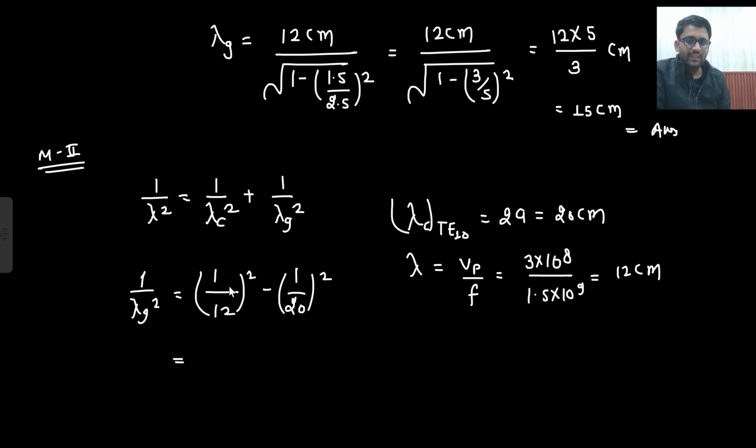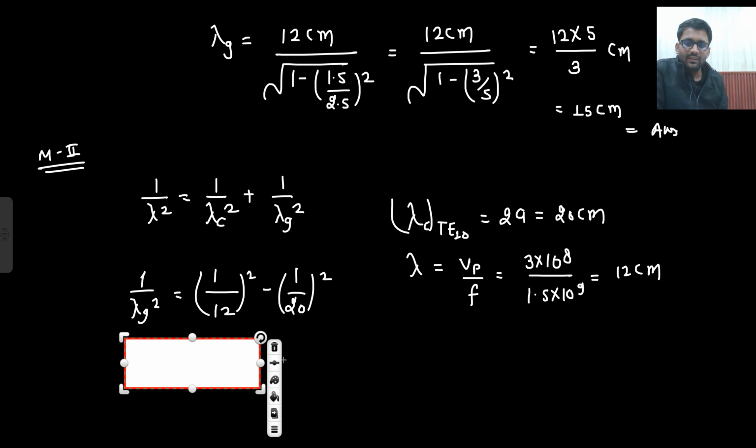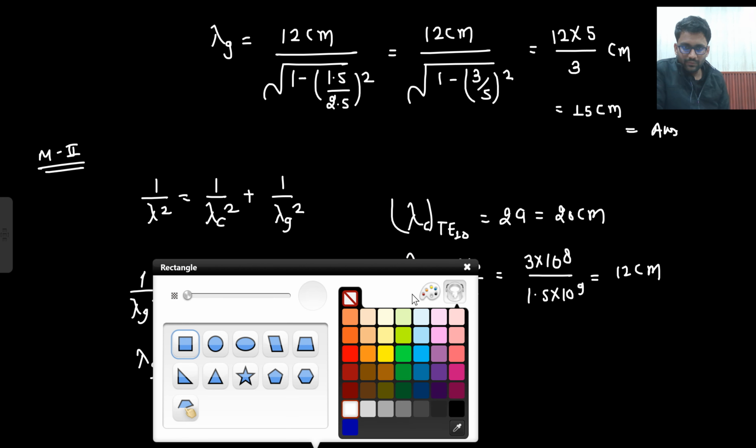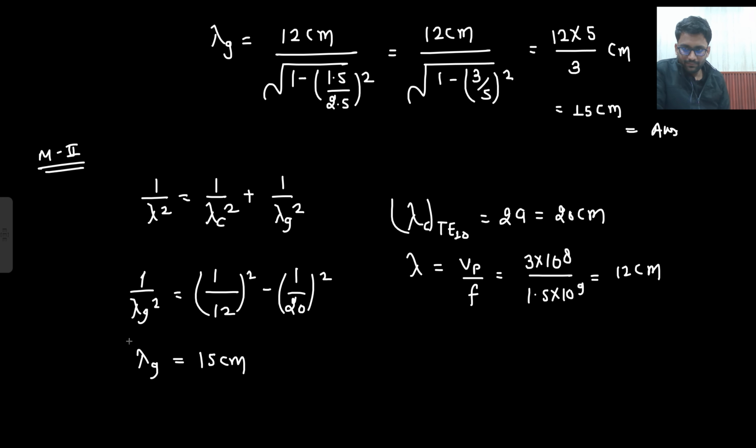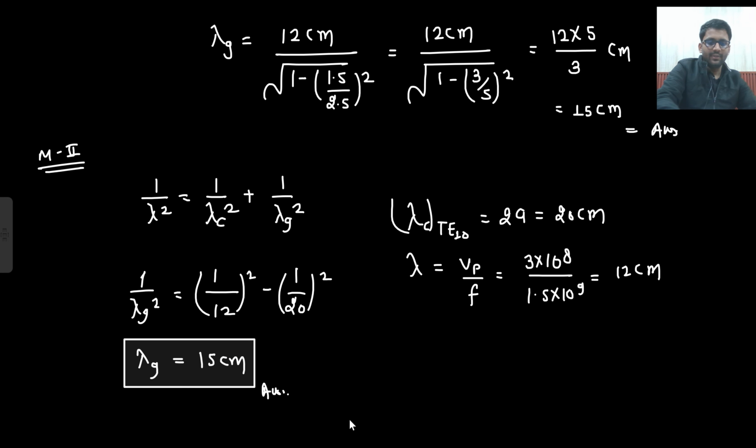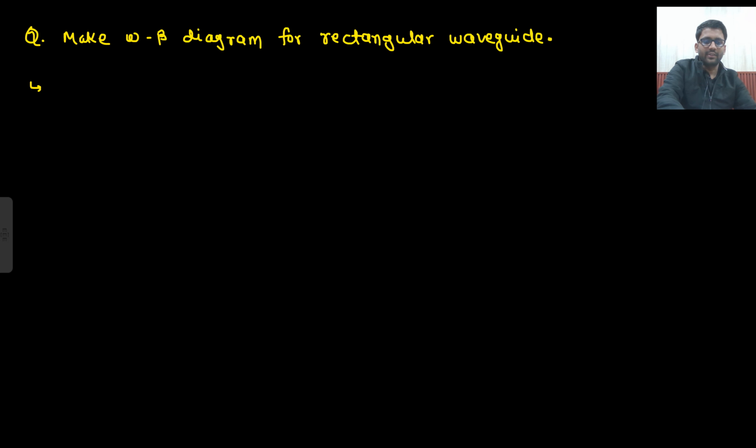What people usually do is that first they will solve this one, then they will solve this one, then they will put in the calculator 1 by 144 minus 1 by 400, and then subtract, then take the under root, then the reciprocal. But you should have the habit of doing it in one step only. So lambda G we are getting as 15 centimeters. There were multiple ways, you can choose anything. So this was your answer. Two methods I have told you. Let's go to the next one.